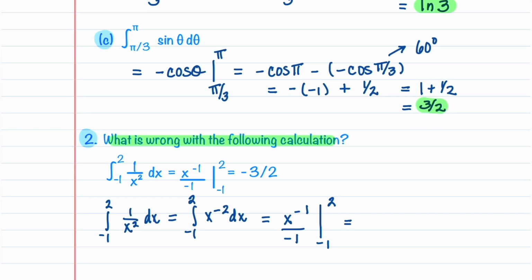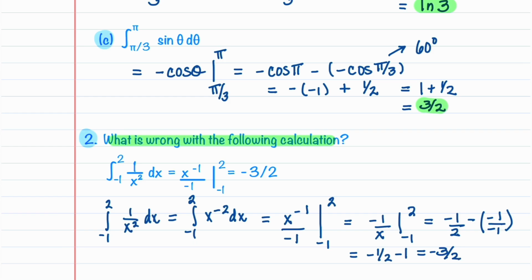This then is minus 1 over x from minus 1 to 2. This is minus 1 over 2 minus a minus 1 over minus 1. And this gives us a minus 1/2 minus 1, which is minus 3/2. So we got an answer exactly like they did. So now we have to think about what's wrong with what we did. Well, we can think about this in two ways. Notice that our answer is less than 0.